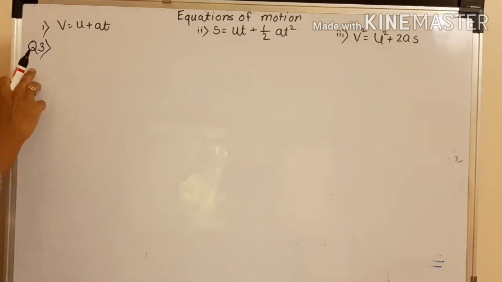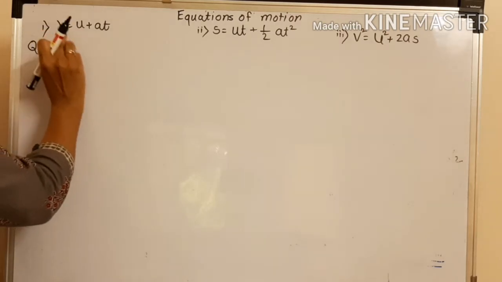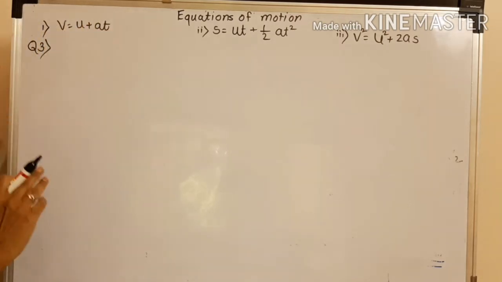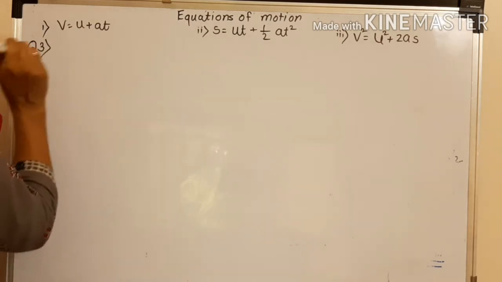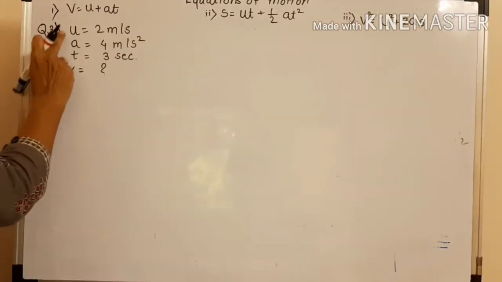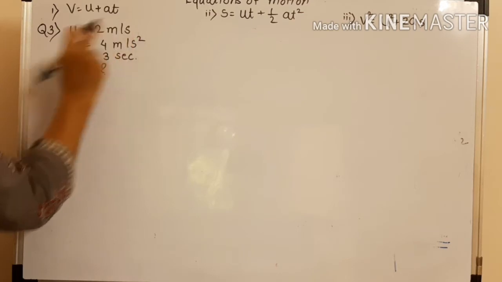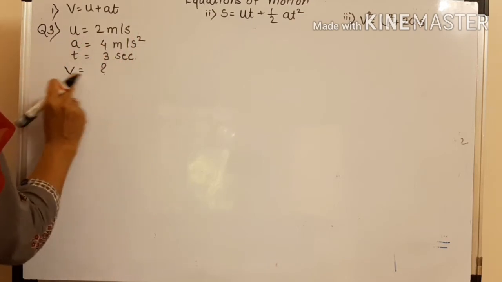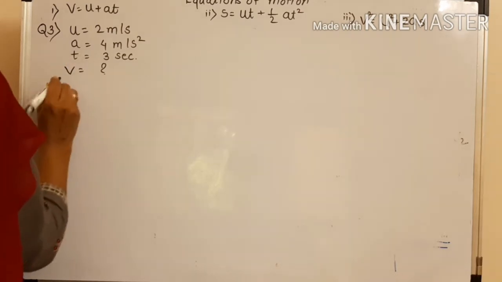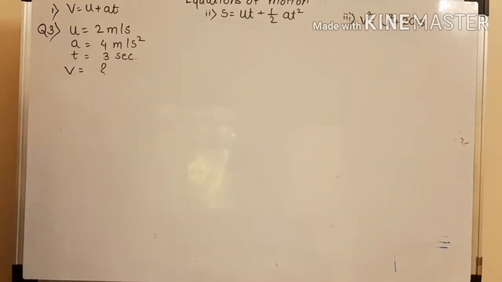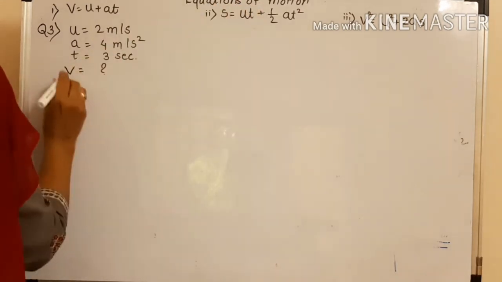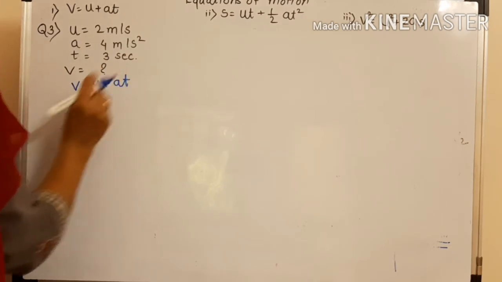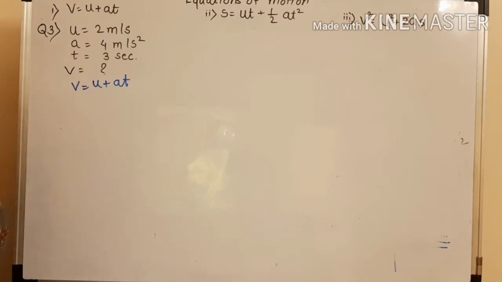question number 3, where for the first equation, v is equal to u plus at, some values are given and the unknown values you have to find. Problem: u is equal to 2 meter per second, a is equal to 4 meter per second square, t is equal to 3 second, and you have to find v. So write the formula. First equation of motion, which is written here, v is equal to u plus at. Now here substitute the values.